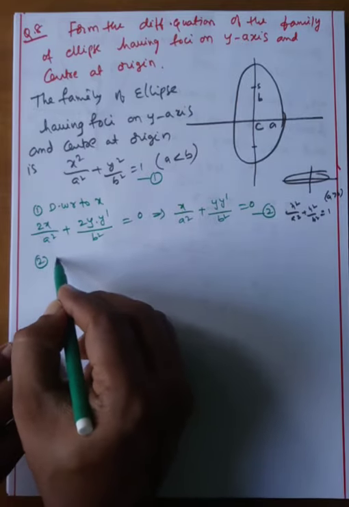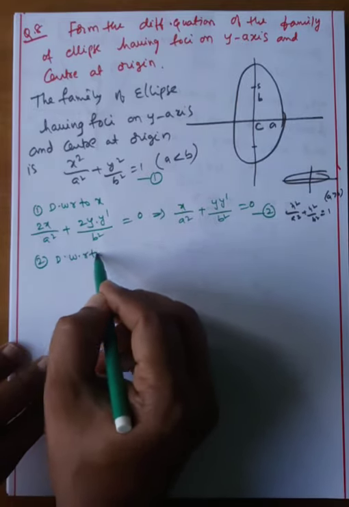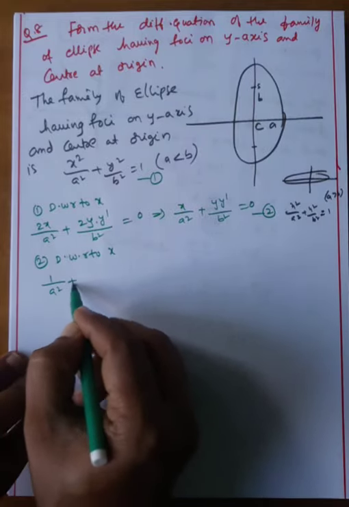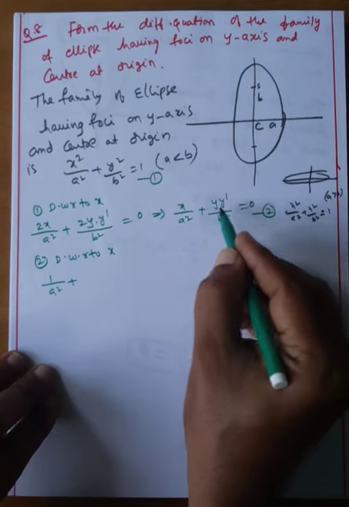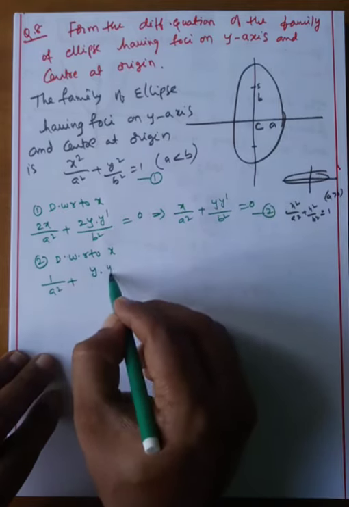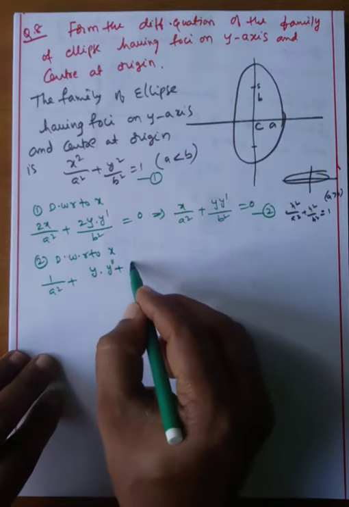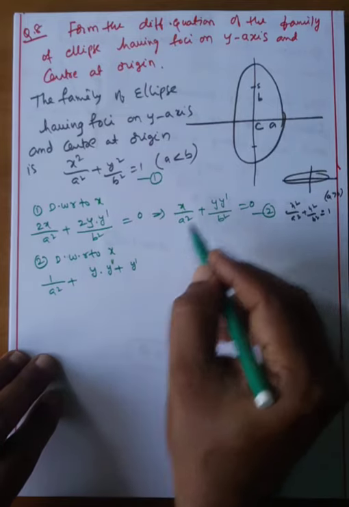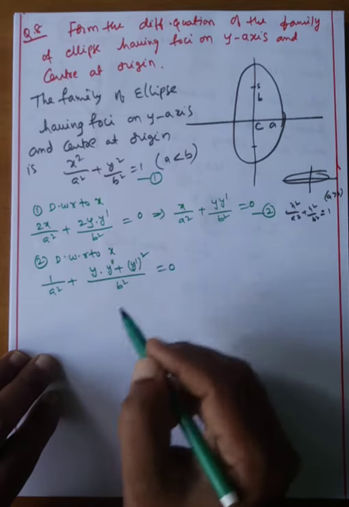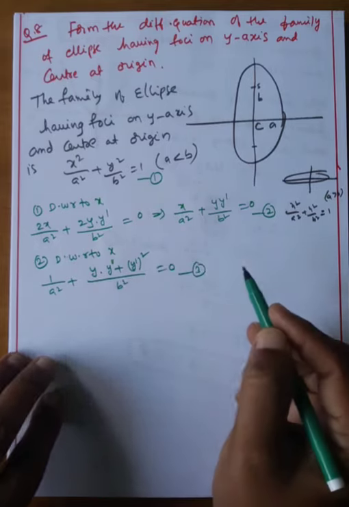Again differentiate with respect to x, my dear students. This is 1 by a square times the derivative of x, which is 1, plus, by the uv method, y into the derivative of y dash, which is y double dash, plus y dash into the derivative of y, which is y dash, so y dash square, all by b square, is equal to 0. This is equation number 3. I hope you understood, right?